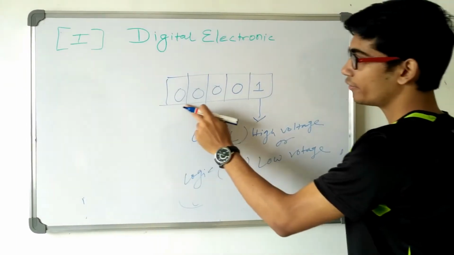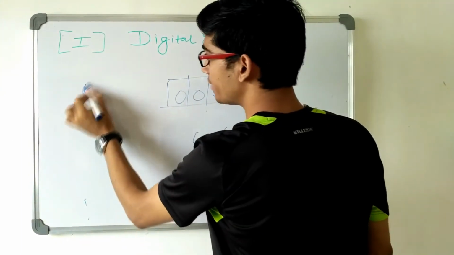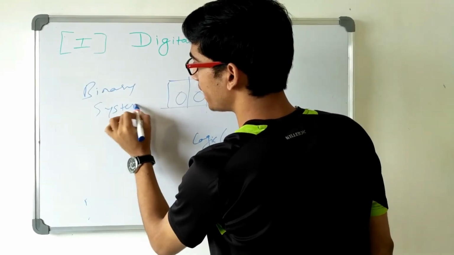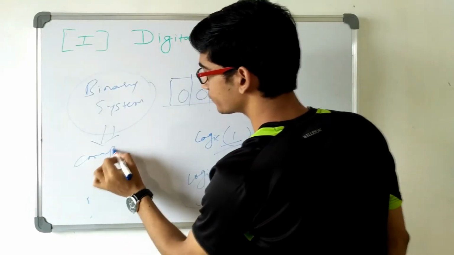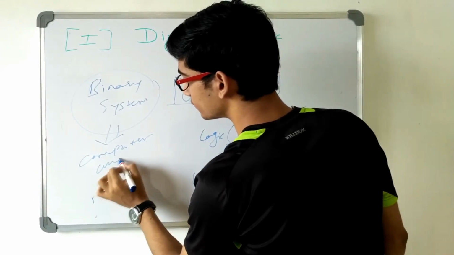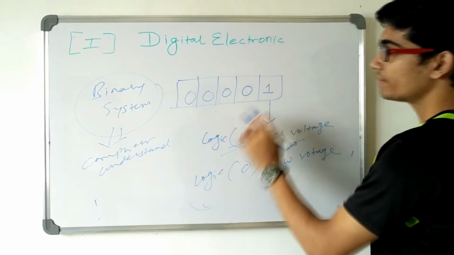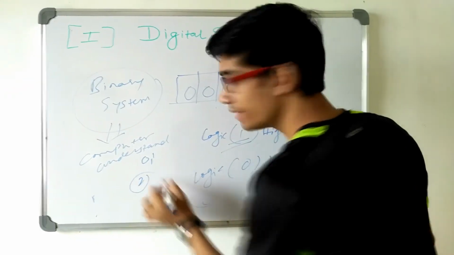So here the theory of binary numbers comes in. Why binary? Binary means 2. So the binary system is what the computer understands. In the binary system, we have only 0 and 1. So the base comes out to be 2.